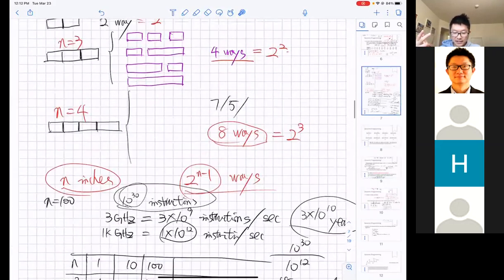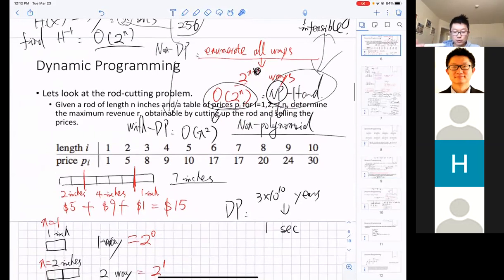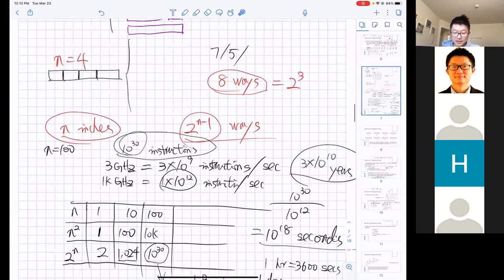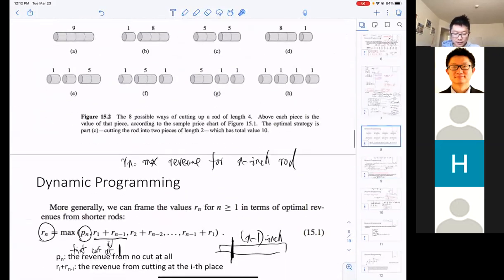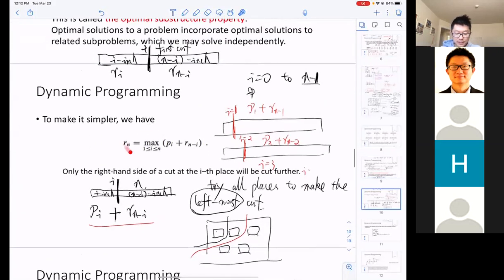I know a lot of things seem very abstract for you, but the two things that I want you to digest are the exponential complexity, or NP-hard complexity, which means that it's really hard, so hopefully you can feel the difference of something like 3 billion years, and the other thing is this mathematical formula. Just try to understand this mathematical formula, and on Friday we will start from here.